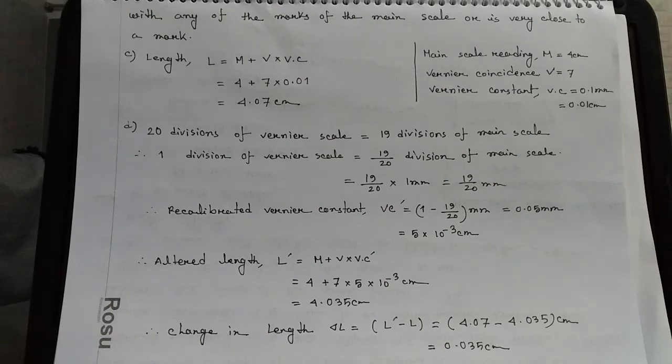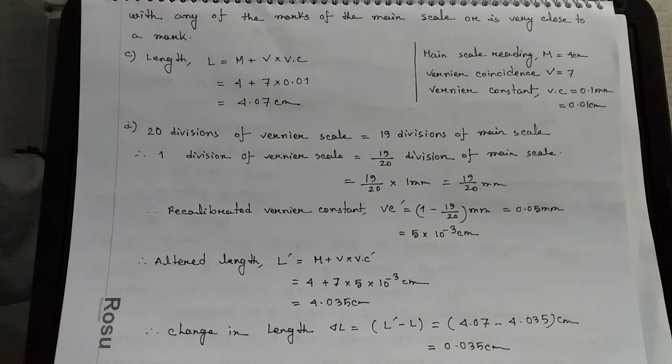As 20 divisions of the Vernier scale are equal to 19 divisions of the smallest unit of the main scale, and the smallest unit of the main scale is a millimeter, we can determine that one division of the Vernier scale will be equal to 19 divided by 20 divisions of the main scale. As the smallest division of the main scale is 1 millimeter, one division of the Vernier scale will be 19 divided by 20 millimeter.